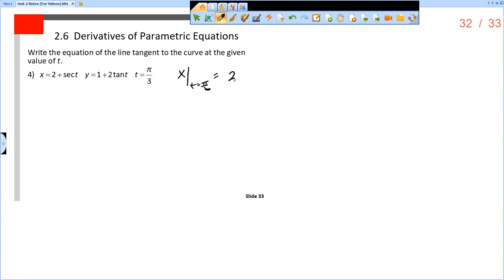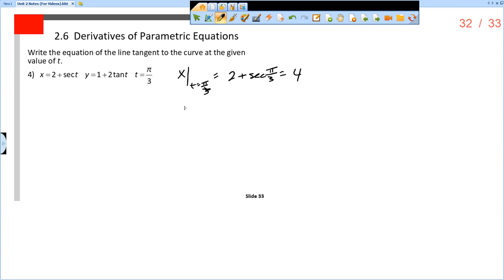So 2 plus the secant of pi over 3. Remember, secant is the reciprocal of cosine. Cosine of pi over 3 is 1/2, so secant would be 2. So this is 2 plus 2, or 4.